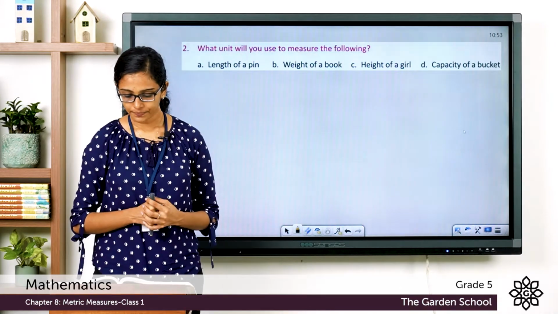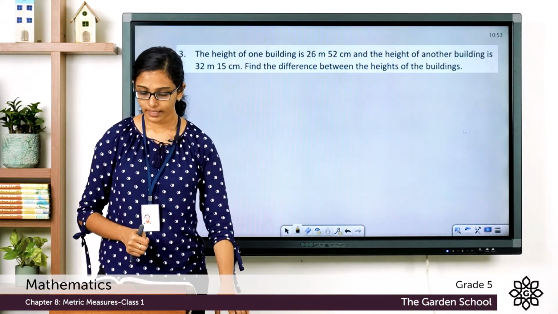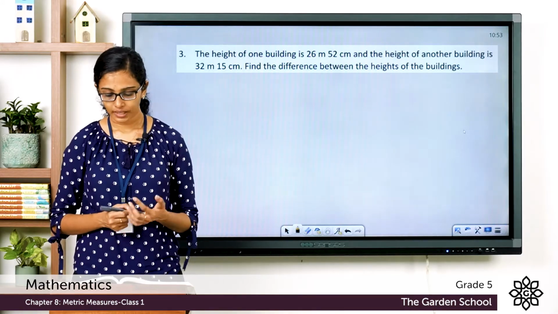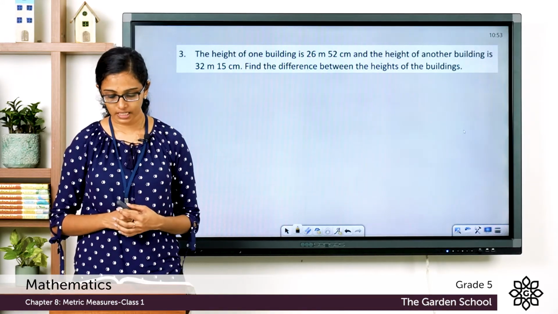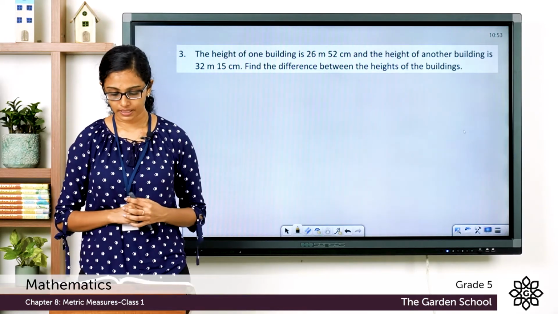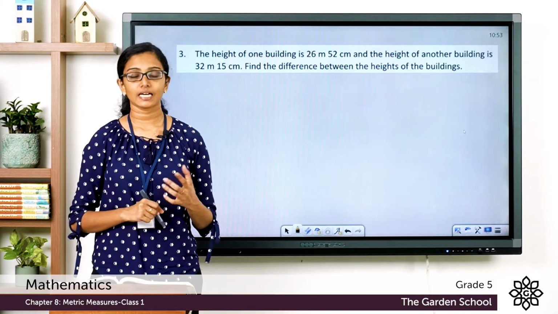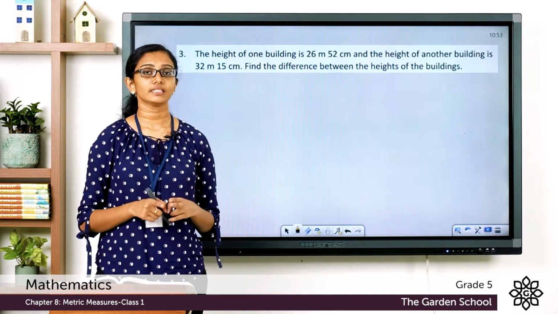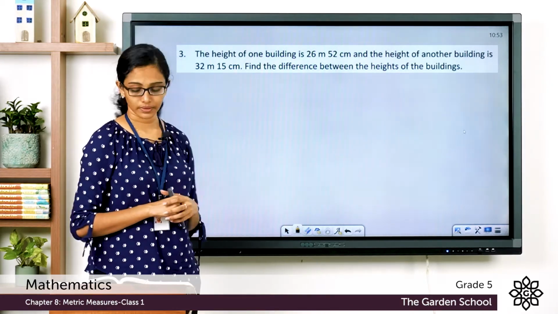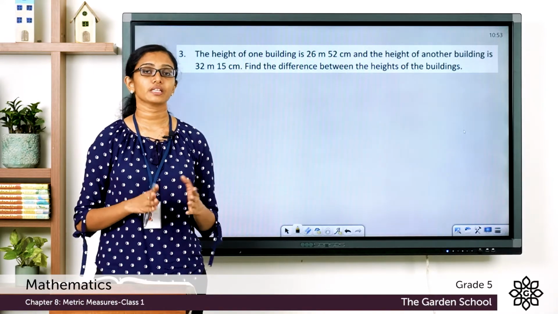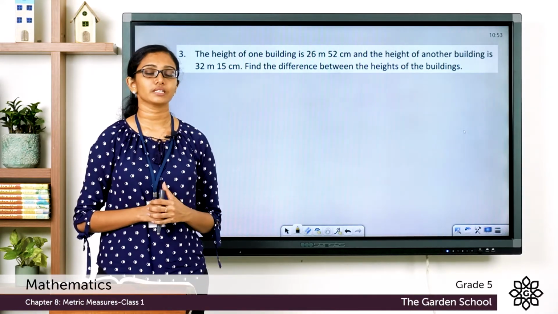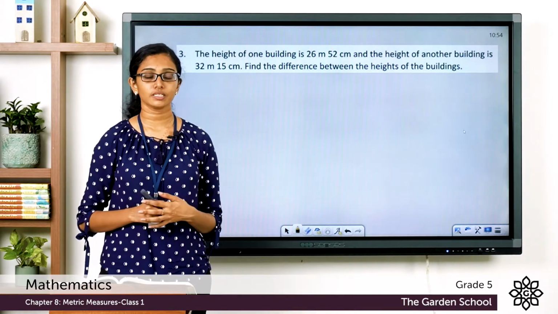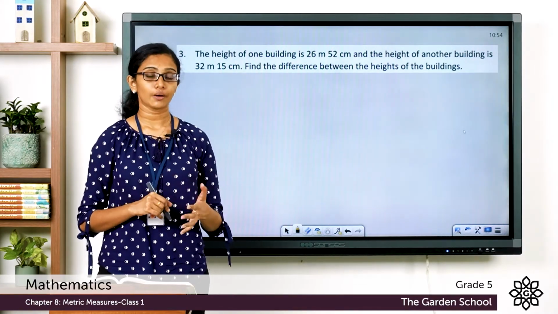Now, the third one, the height of one building is 26 meter 52 centimeter and the height of another building is 32 meter 15 centimeter. Find the difference between the heights of the buildings. So, what is given in the question? The heights of two different buildings are given and you're asked to find out the difference between the heights of these buildings. So you have already learned how to add or subtract measurements in your lower classes. How would you do it?